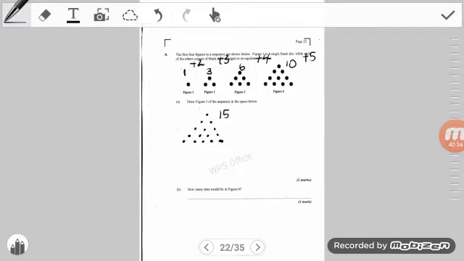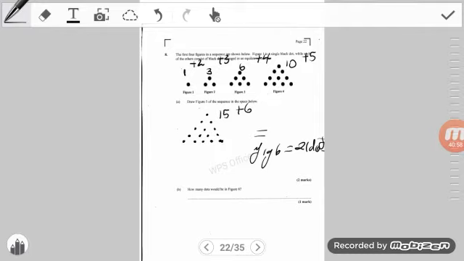So figure 3 to figure 4 is plus 4, figure 4 to figure 5 is plus 5. So obviously figure 5 to figure 6 must be plus 6. So 15 plus 6, that tells me that figure 6 must be equal to 21 dots. That's kind of like the pattern that I saw.